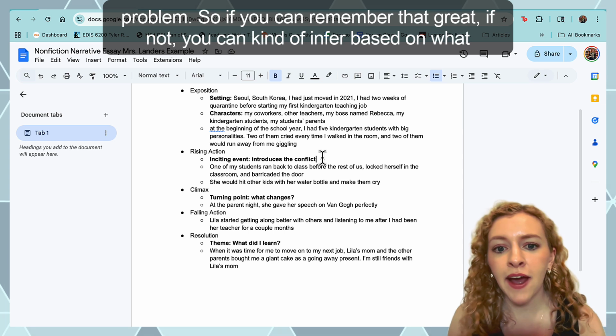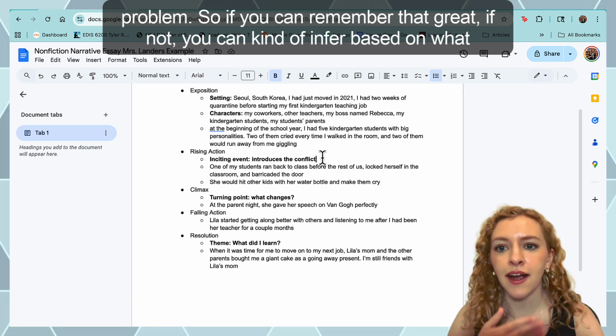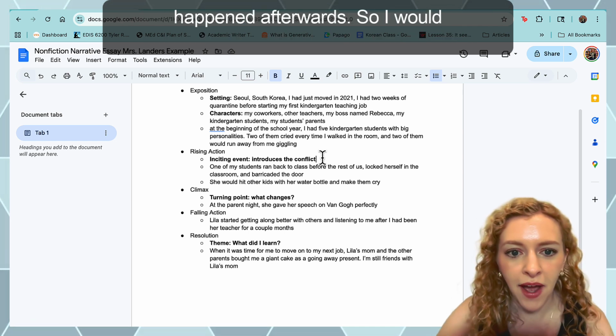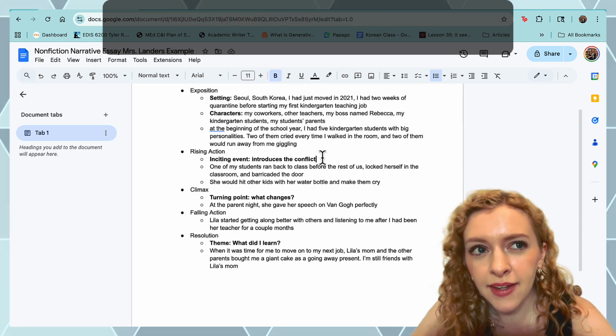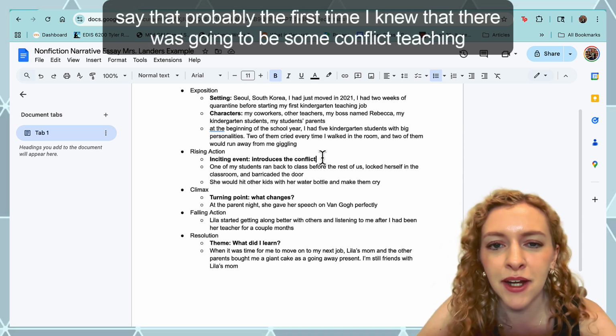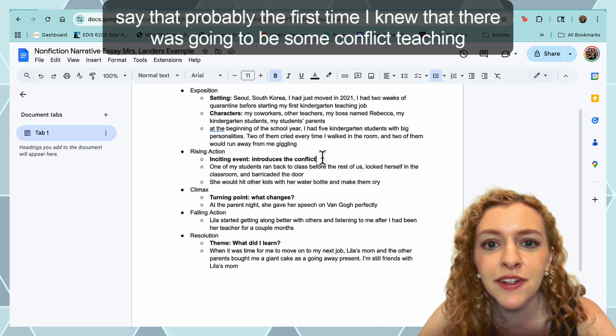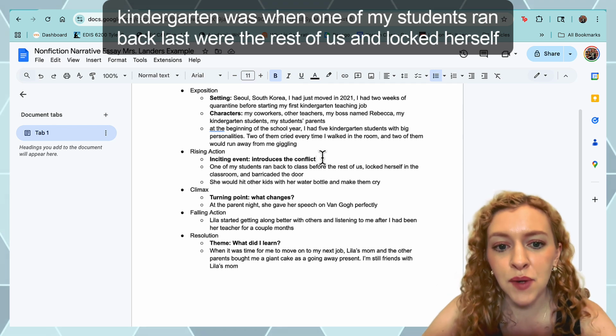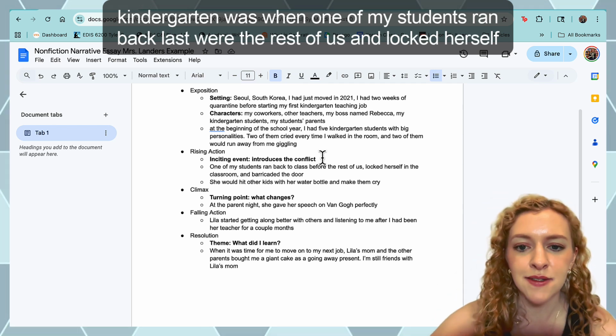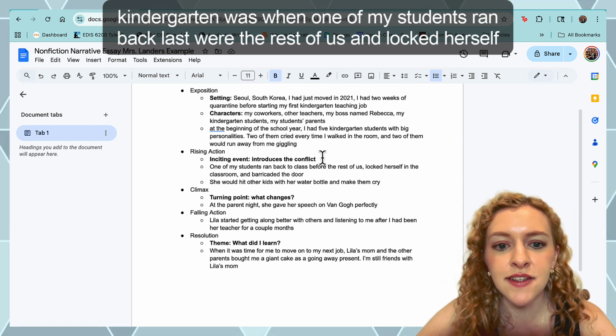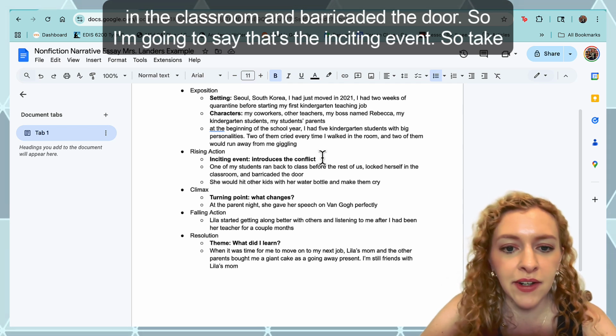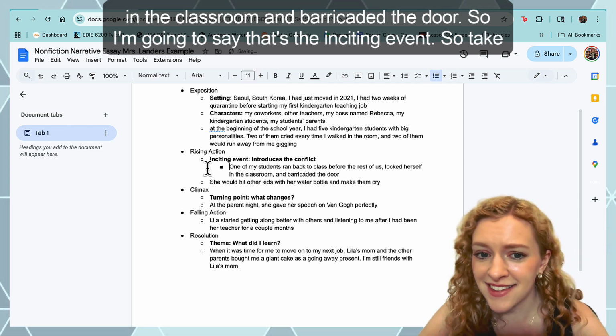So if you can remember that, great. If not, you can kind of infer based on what happened afterwards. So I would say that probably the first time I knew that there was going to be some conflict with teaching kindergarten was when one of my students ran back to class before the rest of us and locked herself in the classroom and barricaded the door. So I'm going to say that's the inciting event.